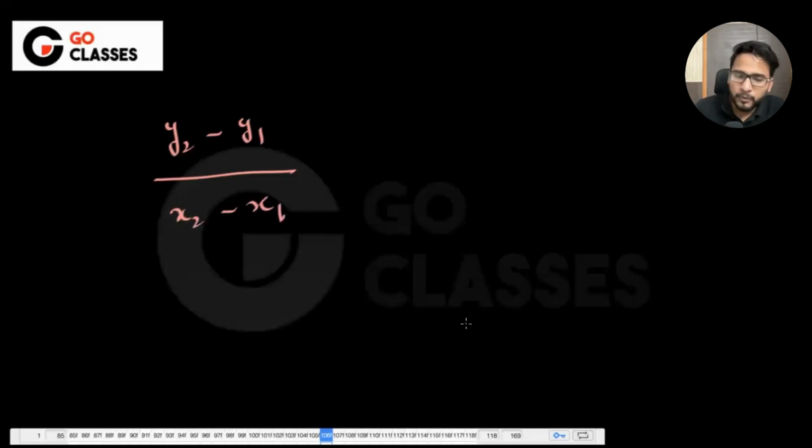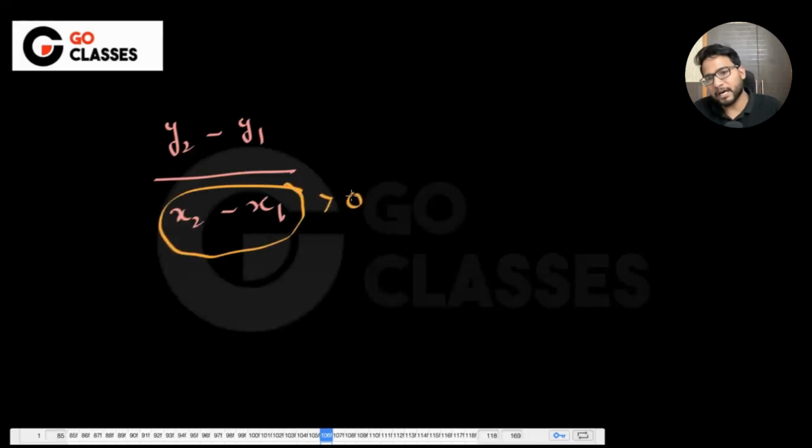So suppose I say there is a function. The differentiation, you know, is a slope, right? Which means y2 minus y1 upon x2 minus x1. This is a slope. Now suppose I say that this x2 minus x1 is always positive. I mean, it can be negative, but just listen to me. Suppose it is always positive, which means I'm increasing x. I'm talking about two points where x1 is this and x2 is this, which means I'm increasing the x.